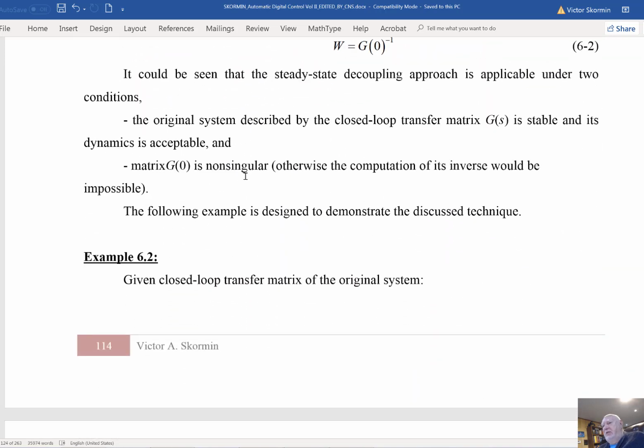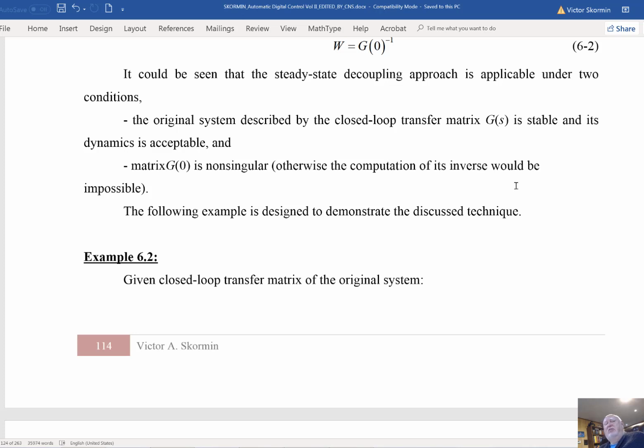The second requirement is strictly mathematical. If you take the transfer matrix of the system G and replace S by 0, you will have to have a non-singular matrix. Otherwise, the inverse will not be acceptable. Couple of conditions. And of course, the number of inputs should be equal to the number of outputs. This is the necessary requirement.